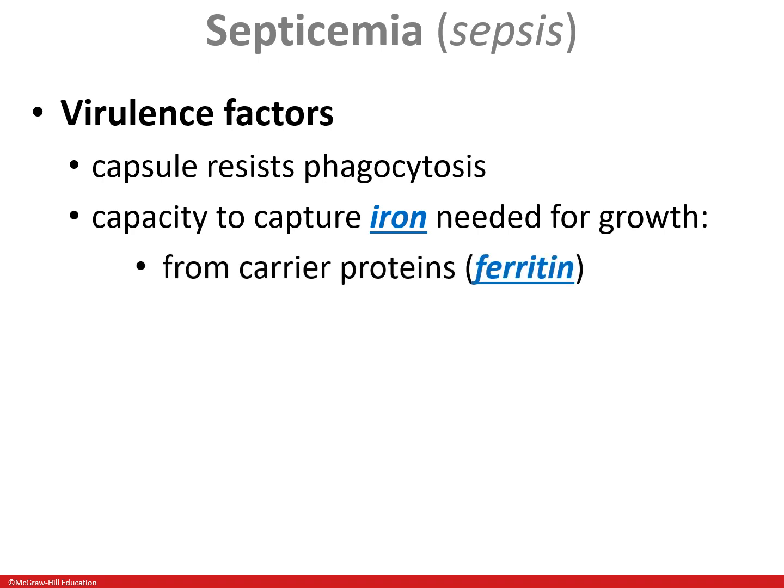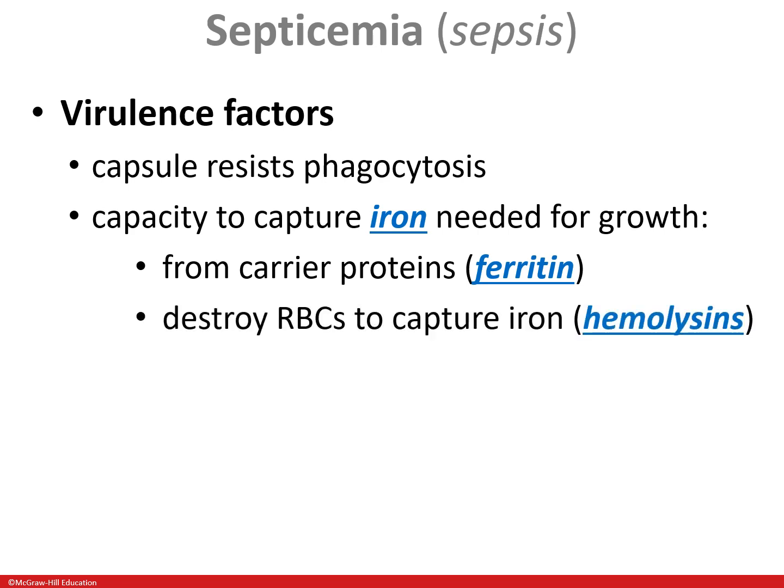Some of them are going to have enzymes that allow them to basically steal it from the proteins that our body normally uses to safely carry iron from the spleen, where it's being removed from old dead red blood cells, over to the bone marrow where it's needed to make new hemoglobin, and that protein is called ferritin. So some bacteria have the ability to sort of steal that iron in transit.